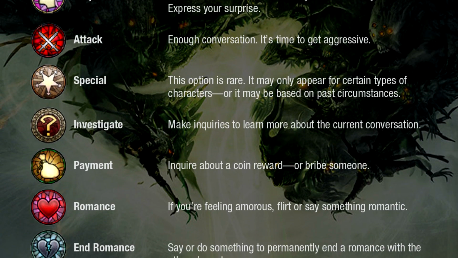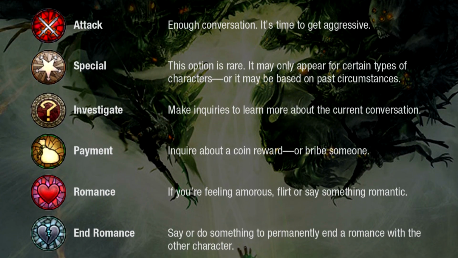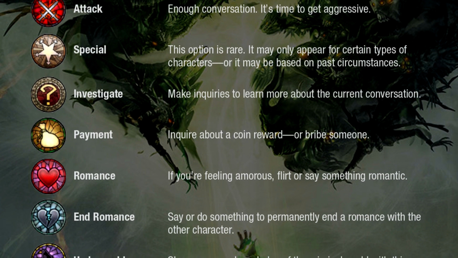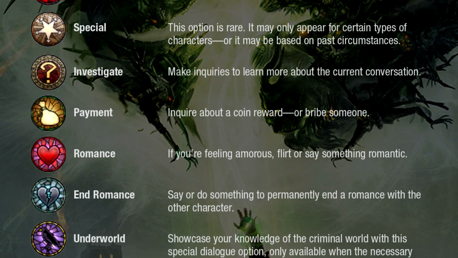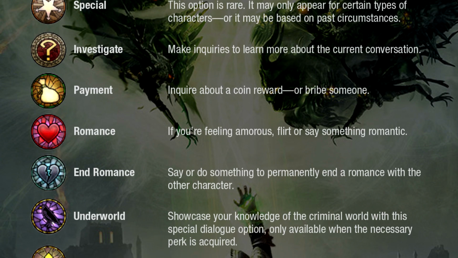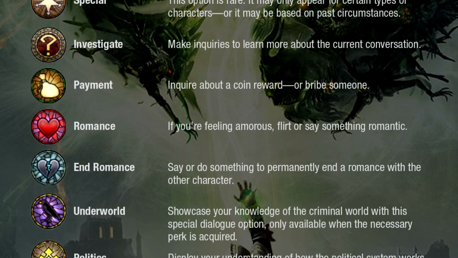Next, the question mark, very simple. You're asking questions, you're investigating, you want to know more. Next symbol is a coin purse. This indicates a matter about money, either reward or bribing. Next, the heart. This is the flirtation option.